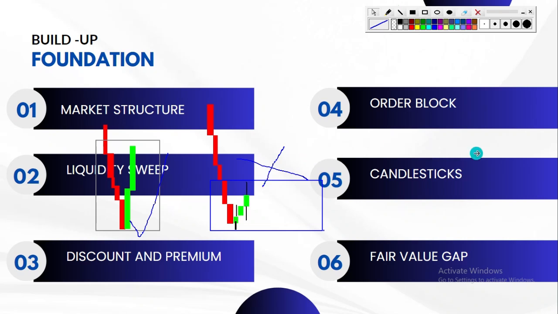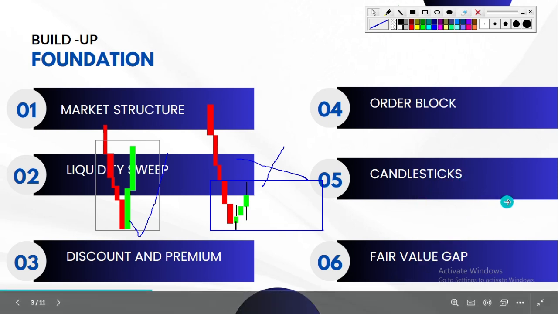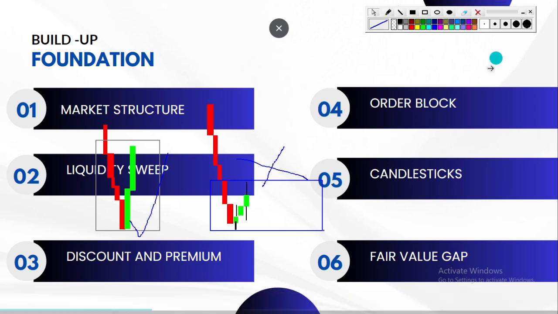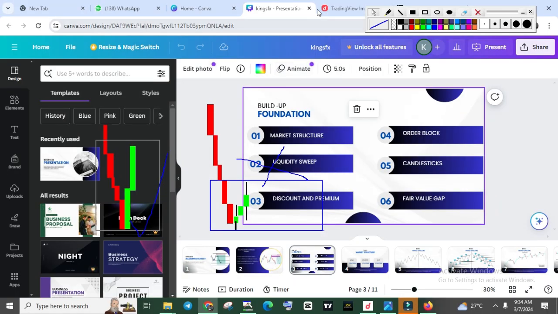Okay, so in this Kingsfx marksman strategy, the next thing we are going to be looking at after candlesticks is the fair value gap. Okay, fair value gap. So let's actually dive into it immediately to see what we mean by fair value gap.